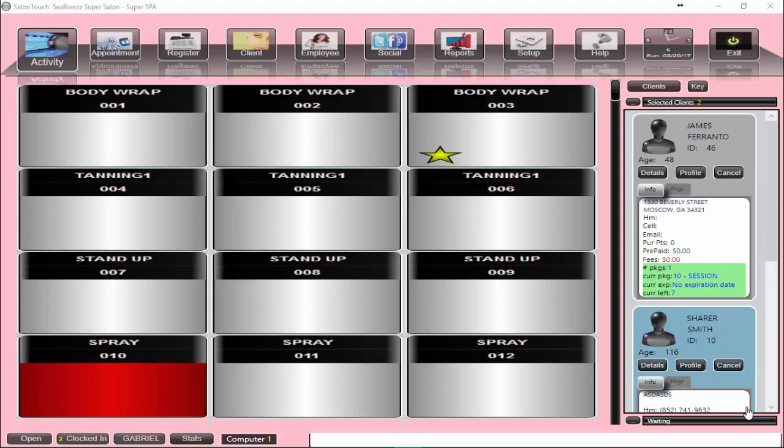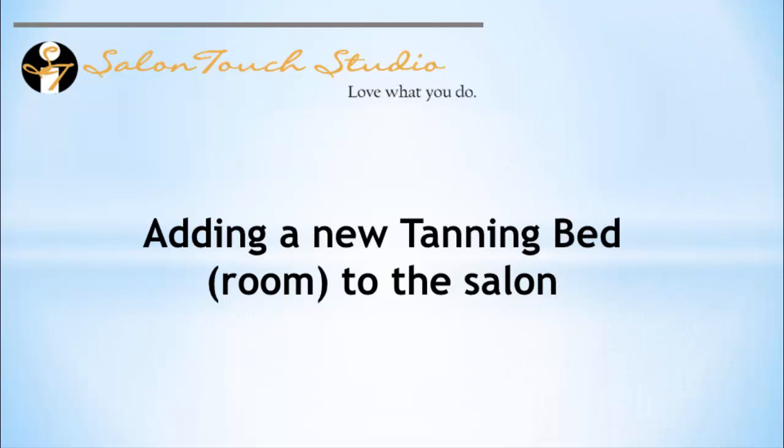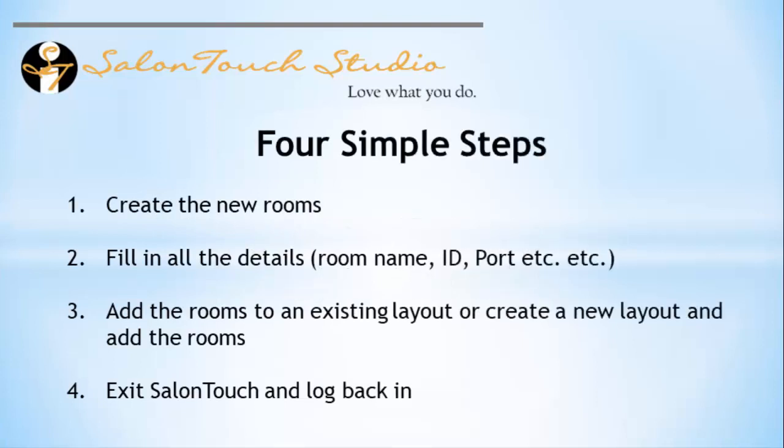Today we're going to talk about how to add a new tanning room or a new tanning bed to your existing salon. So adding a new tanning bed is very easy and straightforward. There are a few steps that we need to take. One, we create a new room. Two, we fill in all the details about the new room such as the timer type, box number, port number, and things like that. We then add the room to either an existing layout if there's space, or we create a new layout and add that room. We exit, we log back in, and we see the new layout. Let's see how we do this.